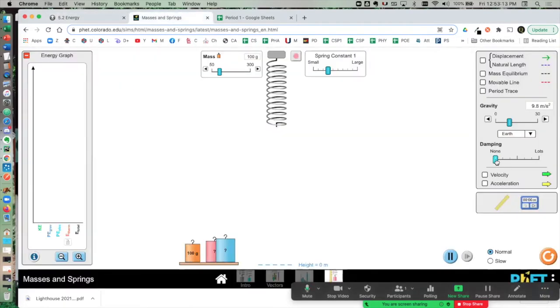There's a little slider here, see? Make sure it goes all the way to none. We're in lab. Yeah. Change it to lab.